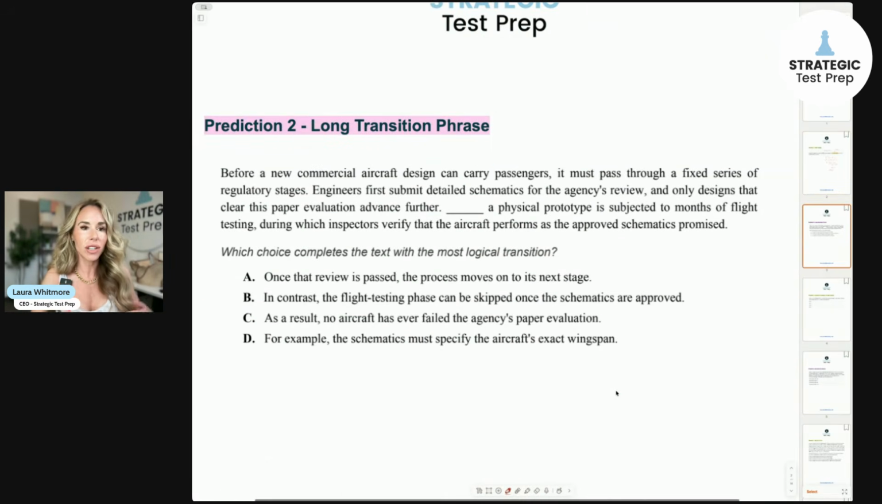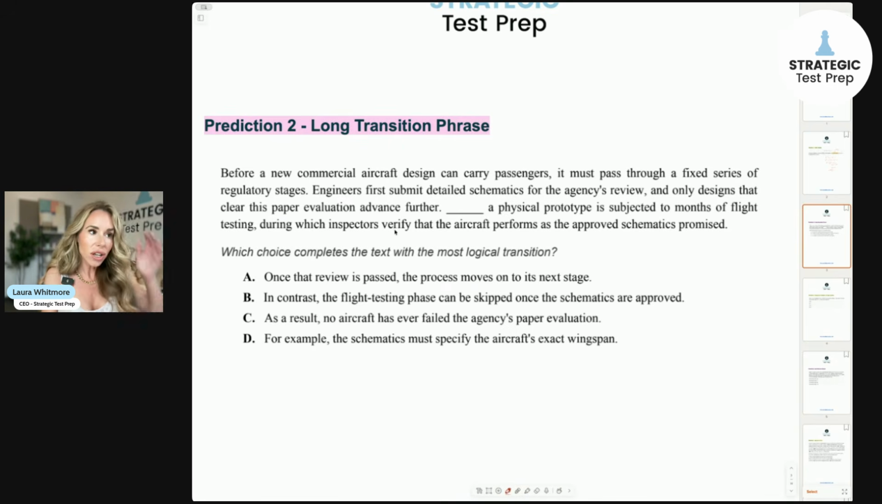Our tutor Jude took May. He said that all of his transition questions were like this. You're going to have a long transition phrase question. So what it's going to look like is you'll have a transition starting each answer choice, and then there will be a phrase after it, and each phrase is unique, okay?